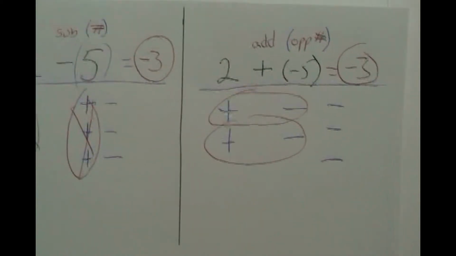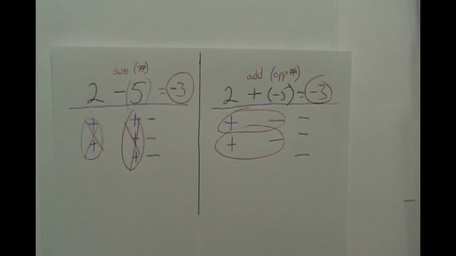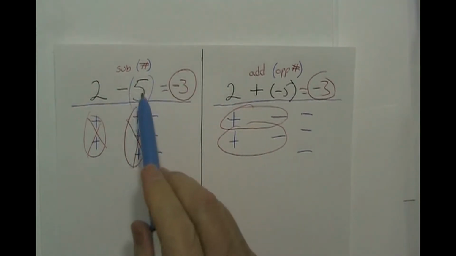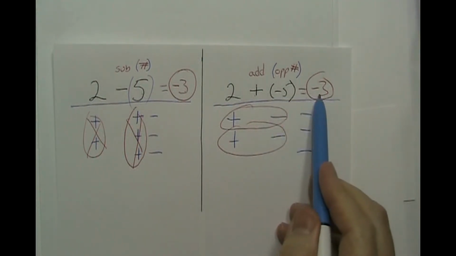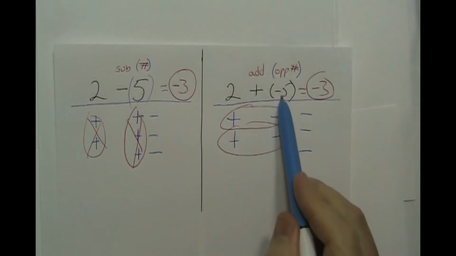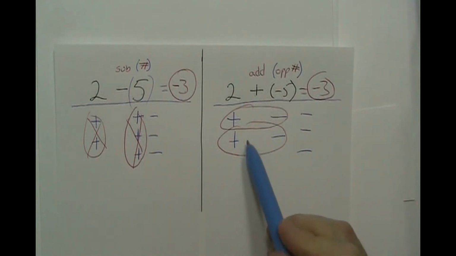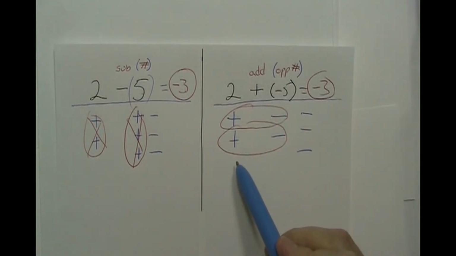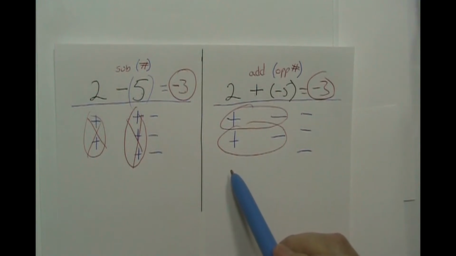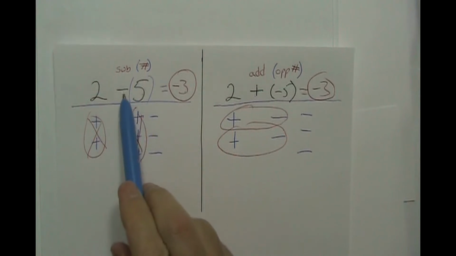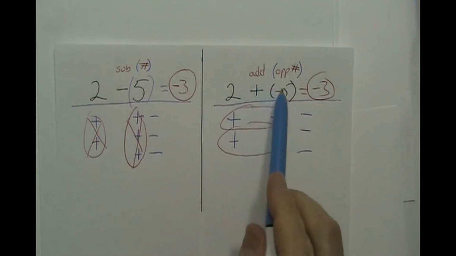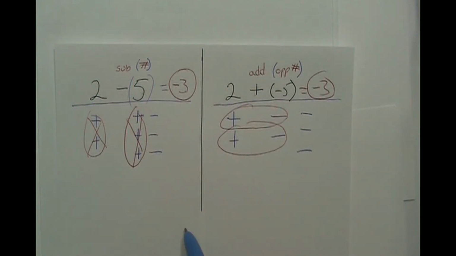So look at the answer. It's the same, isn't it? You could either subtract 5, or you could add -5. It's just easier to do this. It's easier to add the opposite. So that's why we choose to add the opposite. Change the subtracting to add the opposite. Add the opposite number.